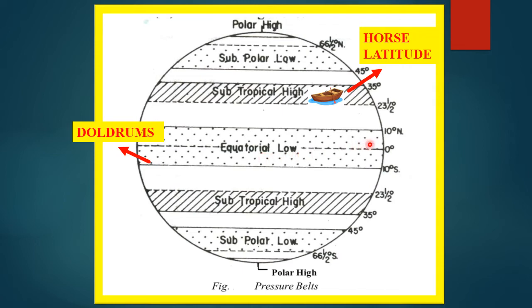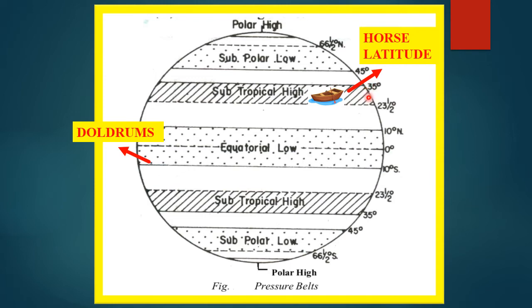Now earlier, when travelers would travel from the equatorial low towards the subtropical high, they would carry horses and cattle at that time, and because it's a high pressure belt, they could not speed up their boat, so they would just throw the horses into the sea just to make their boat light. And that is the reason why it is called the horse latitude.